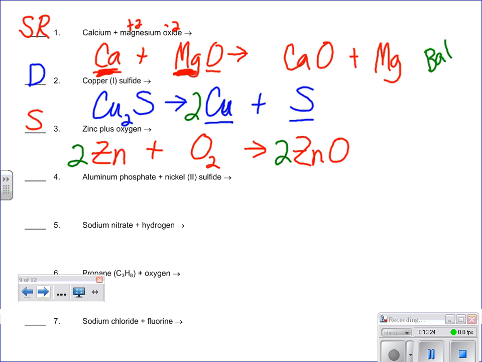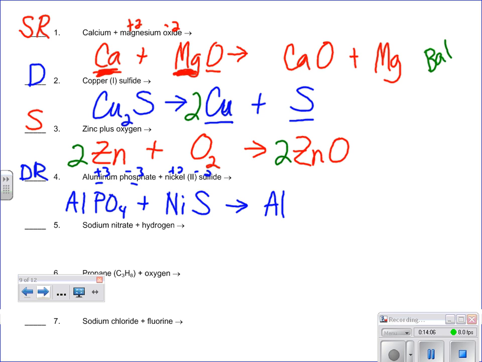Okay, aluminum phosphate, AlPO4 plus 3 minus 3, so that's it, plus nickel 2 sulfide, plus 2 minus 2, so that's how you write it. What type of reaction is this? Double replacement. Now, the only thing we have to do here is just switch partners. There's no big tricks to this. So it's going to form aluminum, what? Sulfide. Aluminum sulfide plus 3 minus 2.